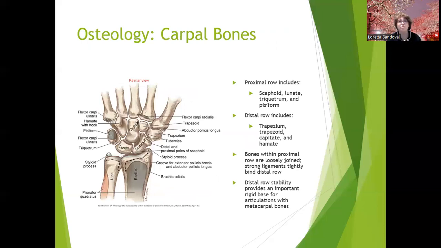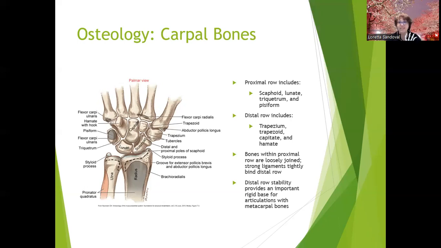So the proximal row of carpal bones includes the scaphoid, lunate, triquetrum, and the pisiform. The pisiform is actually a sesamoid bone that's embedded in the flexor carpi ulnaris tendon, but on bony models, it's attached to the triquetrum, just so it doesn't fly away, because bony models don't have tendons. The distal row of carpal bones includes the trapezium, which is the bottom half or the proximal half of the saddle joint of the first carpometacarpal joint.